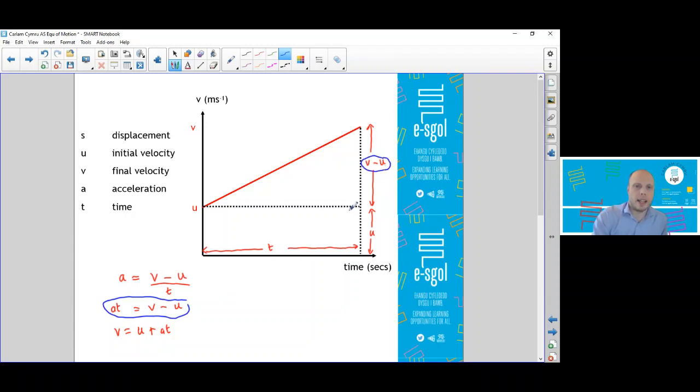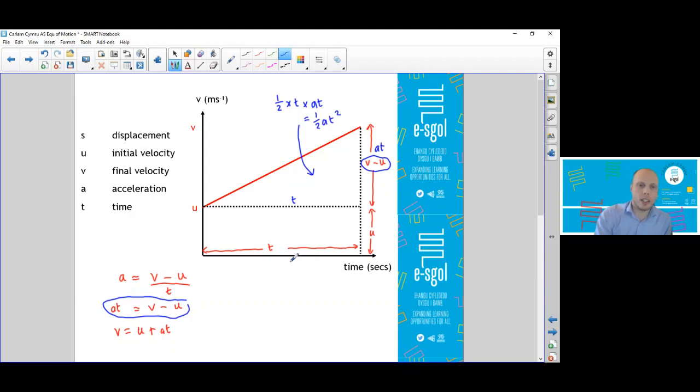So instead of writing it as v minus u, we can write it as at, and we've got a width of t as well. So the area of that triangle is a half the base times the height. So that's a half times t times at, which is a half at squared. Okay. Add that to the area underneath in the rectangle.